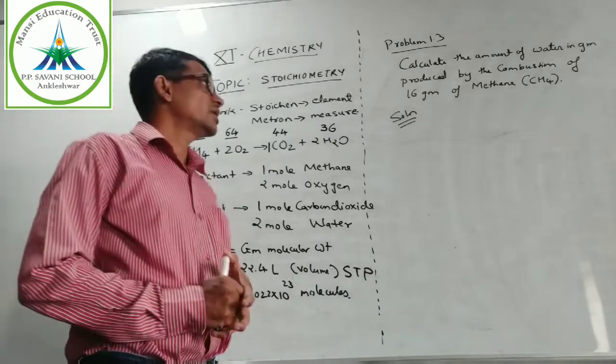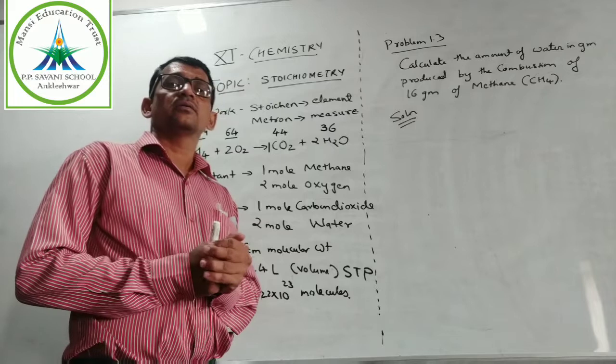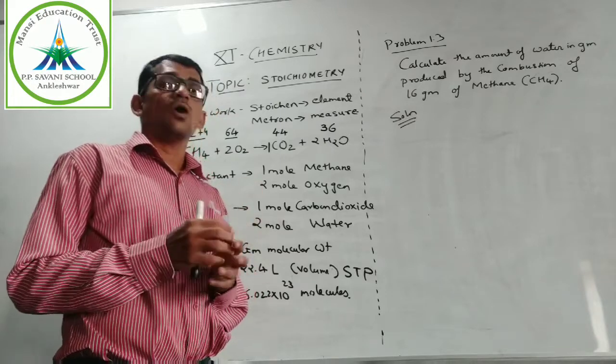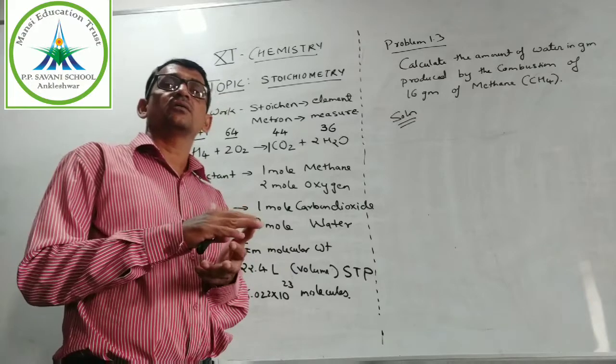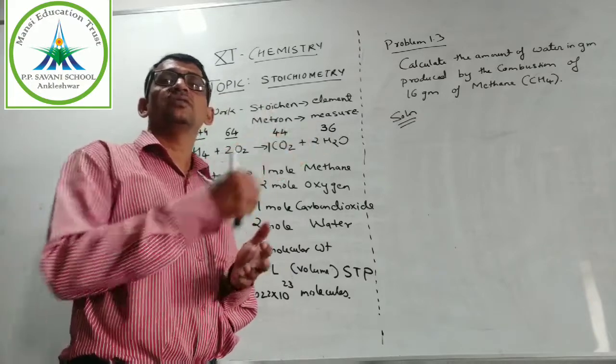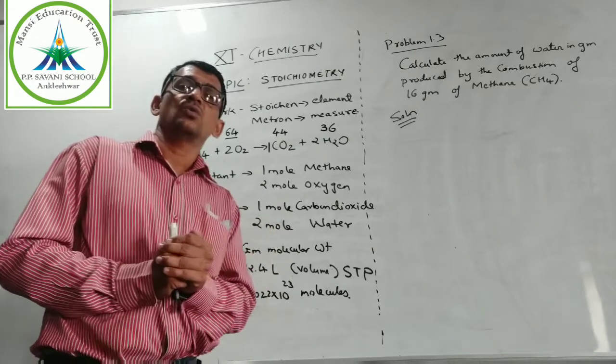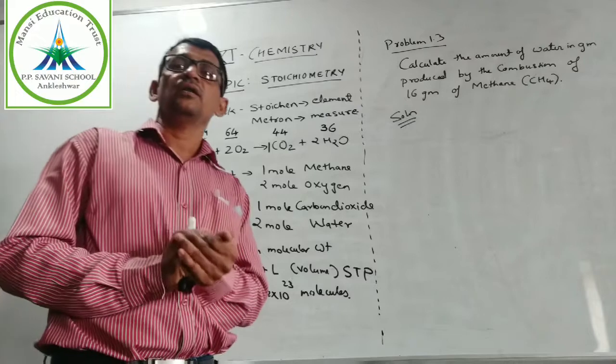Okay, now we take an example of how to find how many grams of product are obtained, or how many grams of reactant we have to take to get this much amount of product. So one by one we discuss 2 examples of reactant and product.